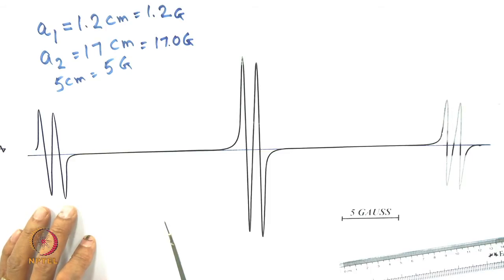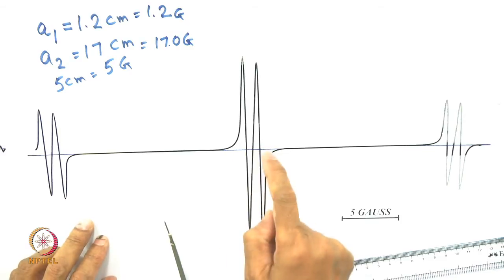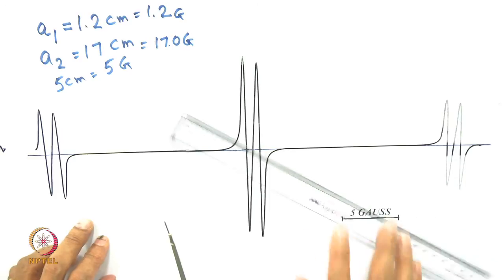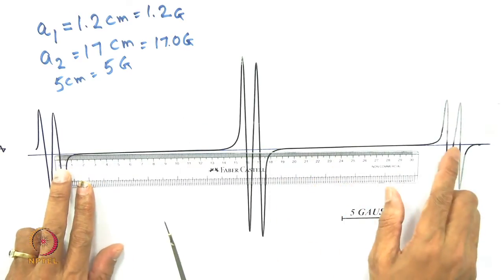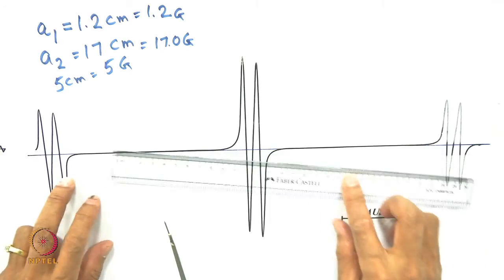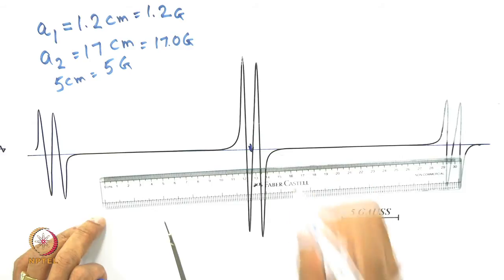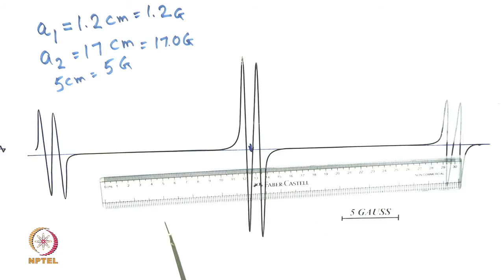Now, for this, what will be the G value? Again, we have to find the center of the spectrum. For that, the center will be somewhere here. It does not fall on any of the hyperfine lines. So, we measure the center of the spectrum by measuring the total extent from this to this, and then we can find the center, and that will be put here somewhere, and we can find out the corresponding G value.